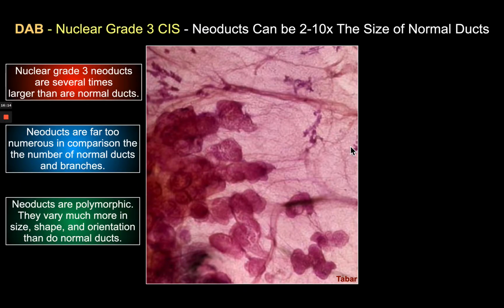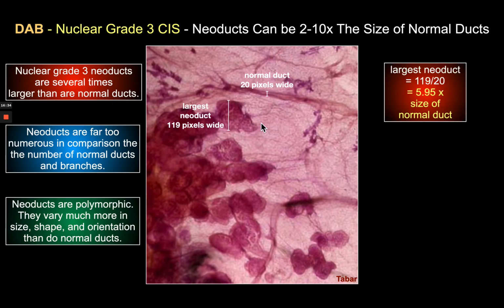So here's a nice Tabar 3D picture with a leading edge between neoducts on the left and normal ducts on the right. If I look at the size of this normal duct, it's 20 pixels wide. But these neoducts, here's one that's 119 pixels wide, so it's about 6 times normal size. Here's one that's about 3 times normal size, and here's one that's about 2 times normal size. So we can see that these neoducts are grossly enlarged compared to normal ducts, but they're highly polymorphic. What does polymorphic mean? They vary greatly in size, shape, and orientation. There's nothing homogeneous about them.